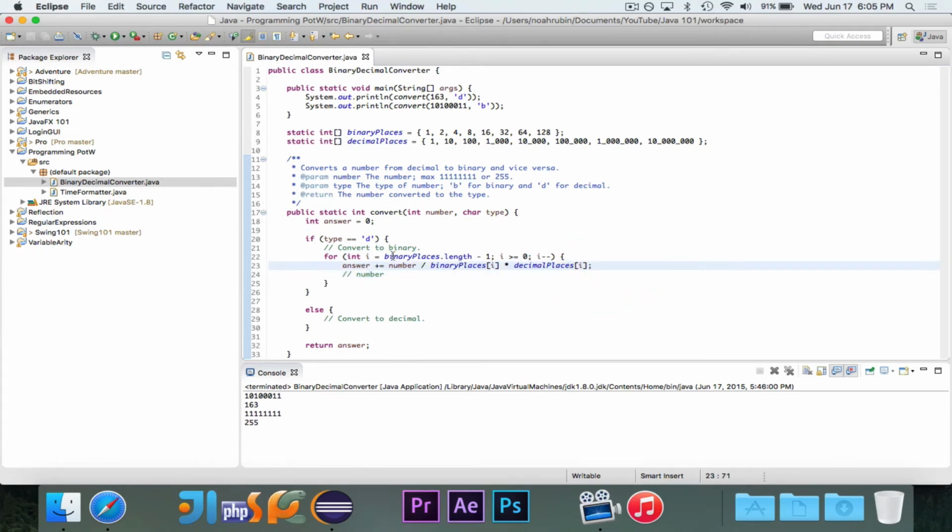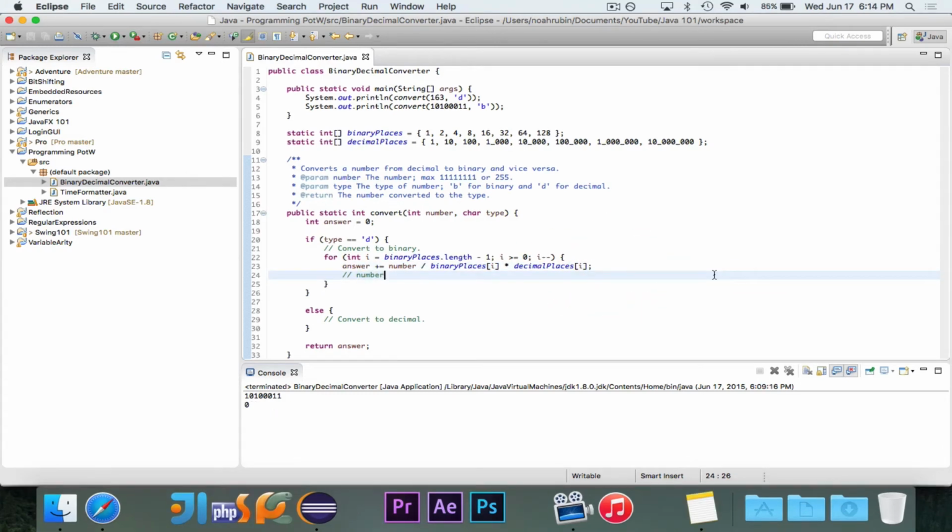So, alright, now we're going to take a look at the number portion. This one is going to look very similar, but with a slight difference. We're going to do number minus equals. We're going to subtract from number. It's going to be number divided by binaryPlaces[i] times binaryPlaces[i].